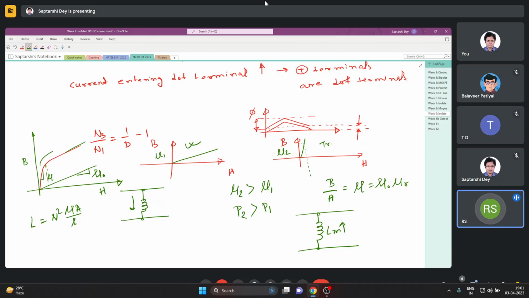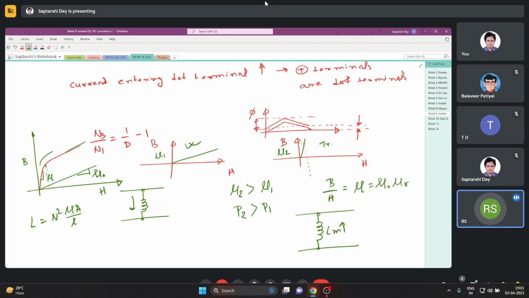Sir, here only I have the doubt. Suppose we are using this core for an inductor, V equals L di by dt. If we operate in the saturation region, the inductance value definitely comes down, and the voltage induced also comes down.